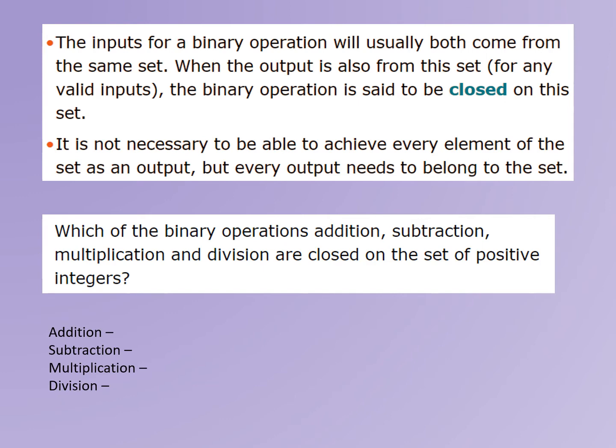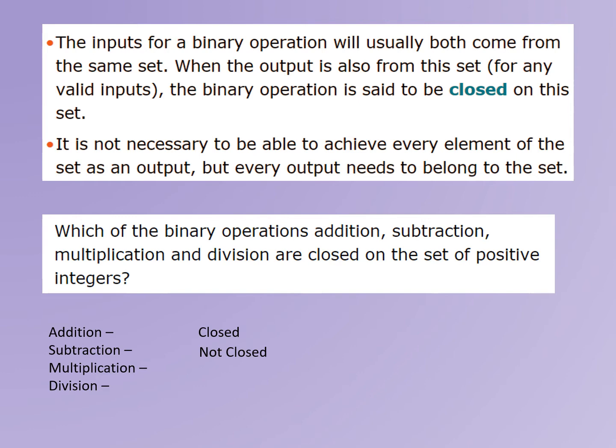So the first one, addition. If we were to add a positive integer to another positive integer, the answer would also be a positive integer. So we can say that addition is closed on the set of positive integers. However, subtraction, subtracting a positive integer from another positive integer, could give 0 or a negative integer, for example 2 minus 5. So subtraction would be not closed.